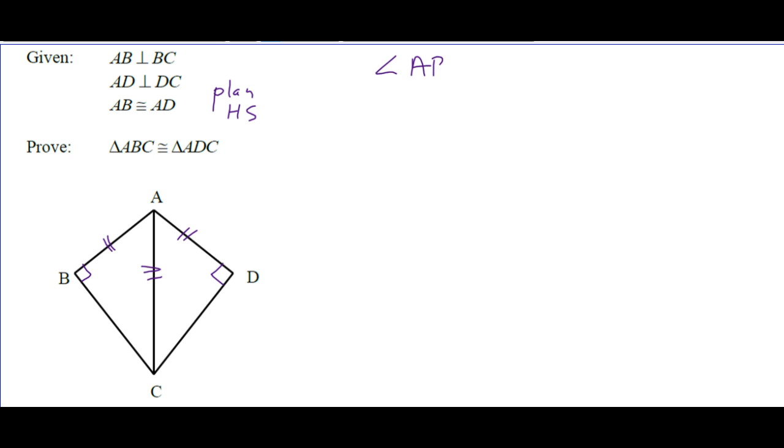What do we got? Angle ABC is equal to angle ADC is equal to 90 degrees, right? That's the definition of perpendicular. You could split this out into 2 statements. You could say angle ABC is equal to 90 degrees. Why? It's perpendicular. You could say angle ADC is equal to 90 degrees. Why? Because it's perpendicular. Or we can save ourselves a line and say that angle ABC is equal to angle ADC is equal to 90. Why? They're perpendicular.